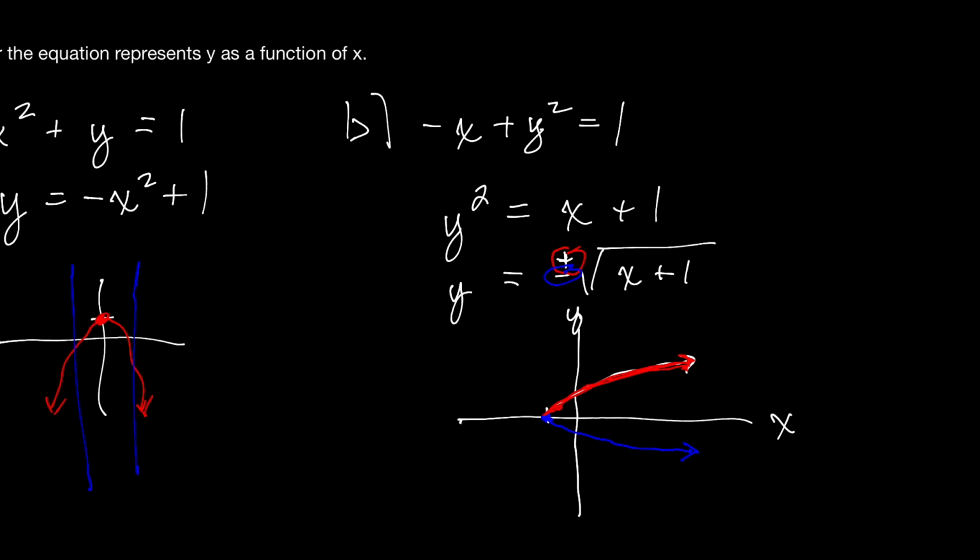So if I were to drop a vertical line, how many times does that cross the graph? Well, it crosses up here, and it also crosses down here. So that tells us that this is not a function. It fails the vertical line test.